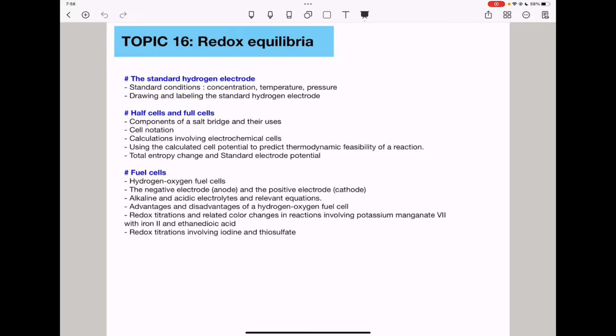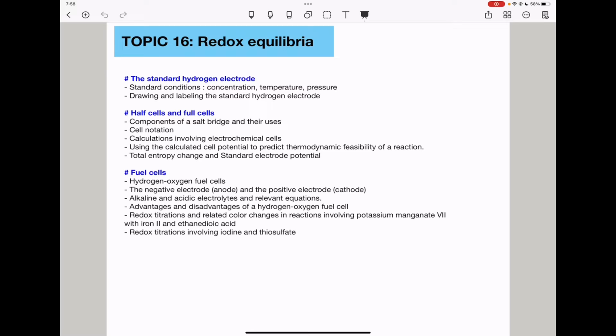They could also ask questions about half cells and full cells. So on this note, make sure you fully understand the components of the salt bridge and their uses. An example, if we have potassium nitrate in the salt bridge, you know that the nitrate is going to go into the half cell where oxidation is taking place in order to stabilize the charge, while the potassium is going to go in the half cell that is being reduced in order to ensure that the charge is maintained.